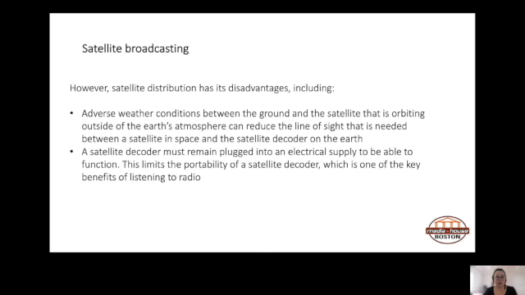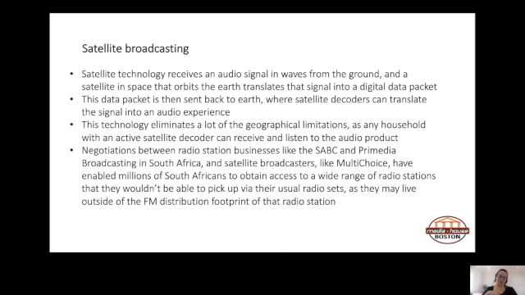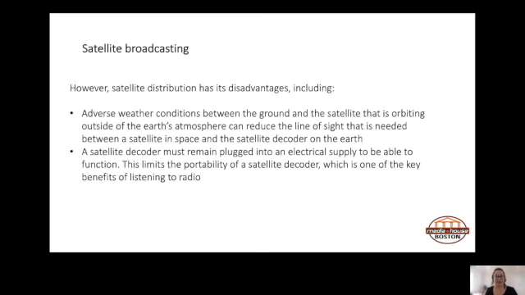Okay, so that's satellite broadcasting in a nutshell. So we're seeing the audio signal in waves from the ground to the satellite, where the satellite translates it into digital data packets, which then are sent back to Earth, where the satellite decoder can translate this signal into an audio experience where we hear it. It is limited as it needs to be plugged in, and weather conditions can affect it. That was the last of the signal distribution technology. So that should give you quite a broad range about all the different ways that we can actually listen to radio.